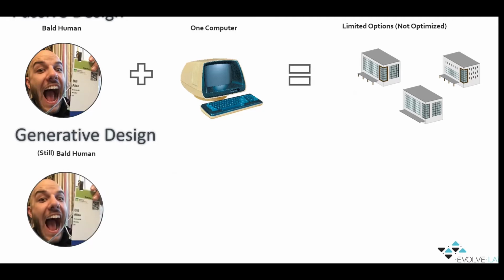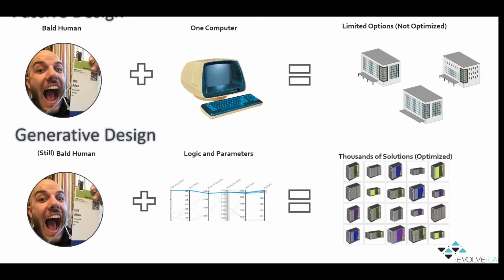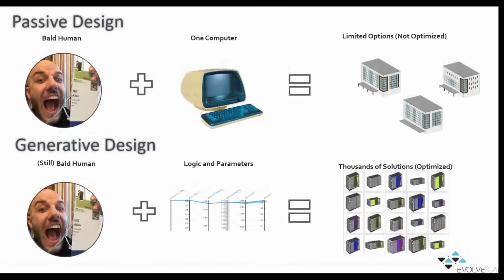So with generative design, we have still a bald human plus logic and parameters equaling thousands of solutions, which would be optimized. And so this is with the advent of generative design, we can start actually starting to work in this environment and work in this ecosystem where we haven't had this ability before.